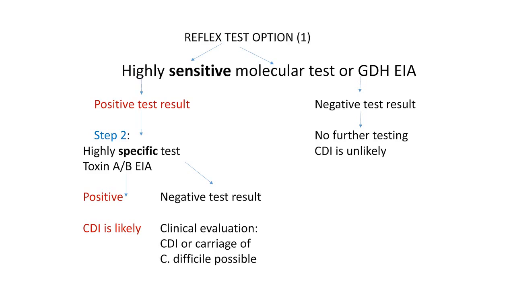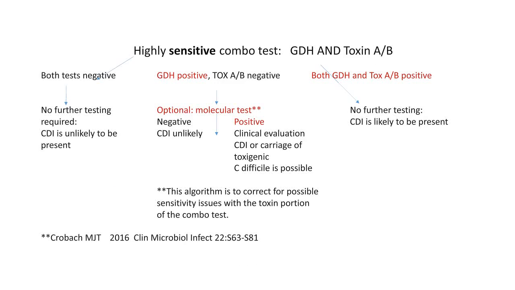If you then find a positive toxin in that patient, Clostridium difficile infection is very likely. If on your step 2 test it is a negative test result, in your clinical evaluation either C. difficile infection or carriage of C. difficile is possible. So that is your first reflex test option. Your second reflex test option is if you're using the GDH and toxin A and B test as a combo test. This is a highly sensitive combination testing.